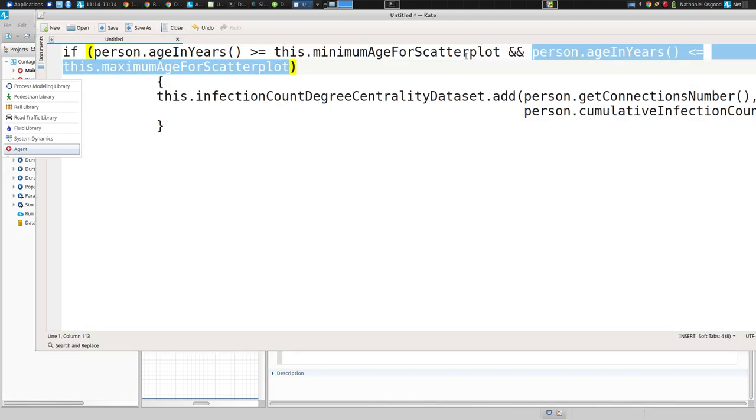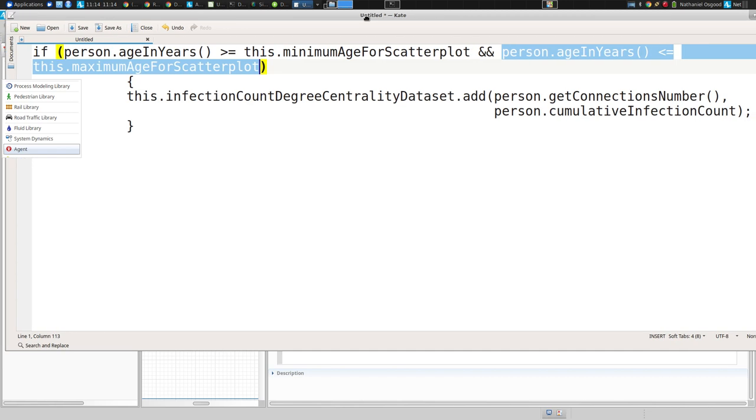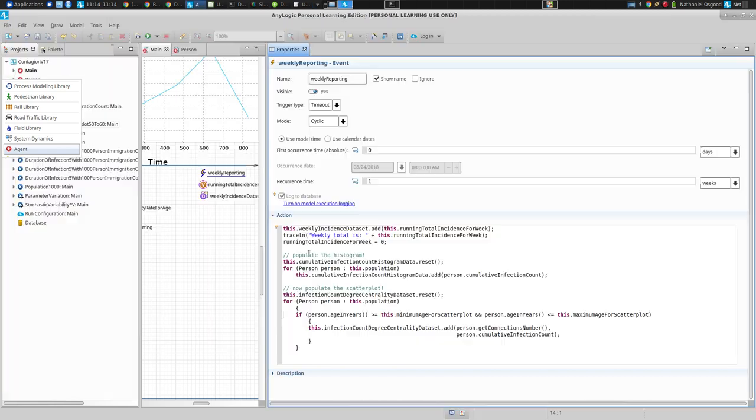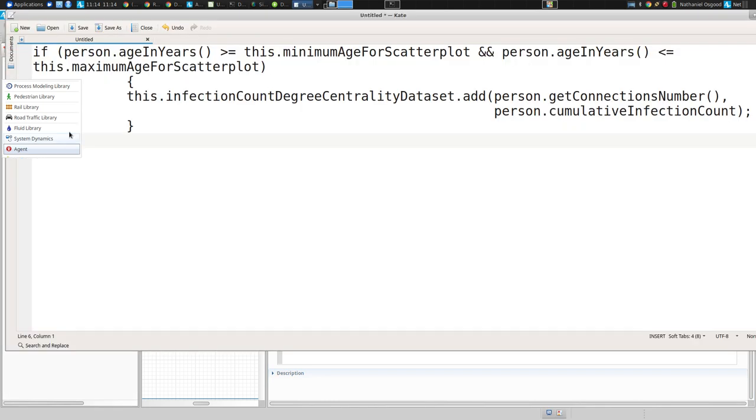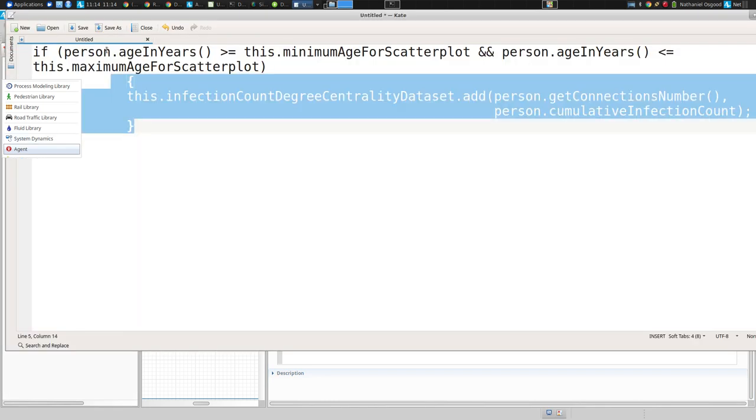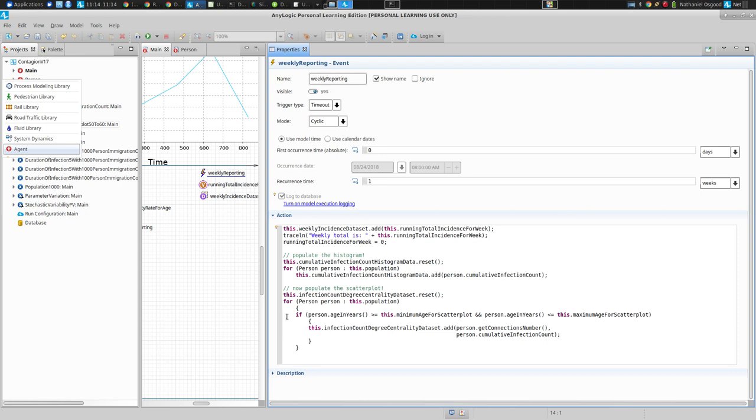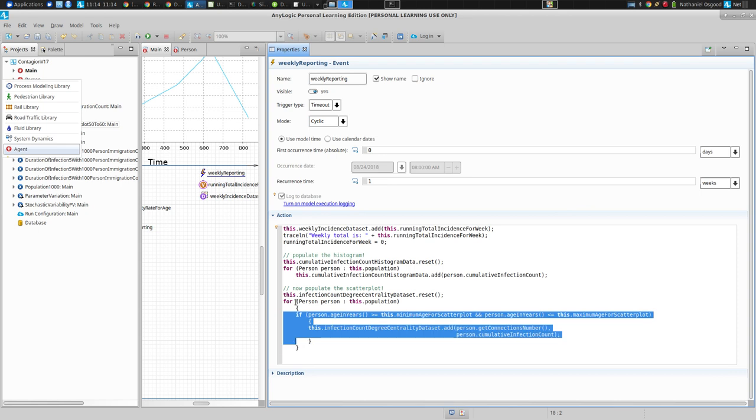Here, I'll put it up there again. Multiple curly brackets. I have a curly bracket around this, and then I have a curly bracket within that. So this is the code which is within the if, and this whole if thing is within the for loop.